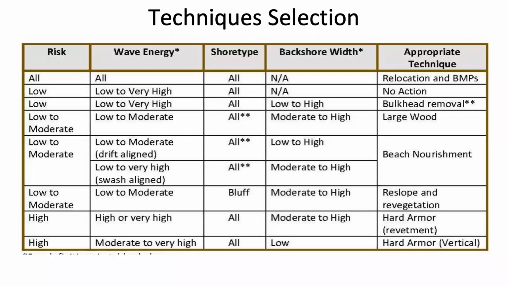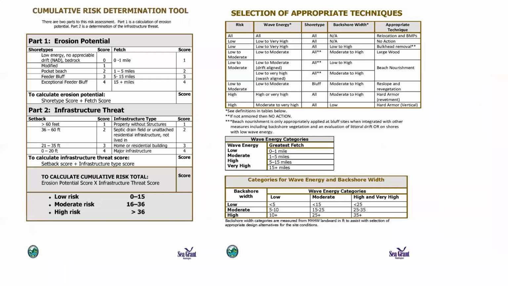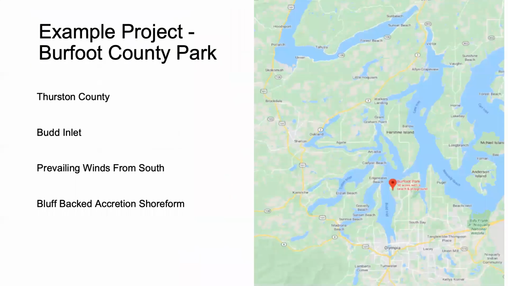So let's take a quick look at the tool first. So here's the cumulative risk model and the appropriate techniques table, along with the wave energy and the categories for backshore width. That's all being made available in the attachments packet, and one more reminder, you can download those off the Planners Group website. So let's take a look at that example.